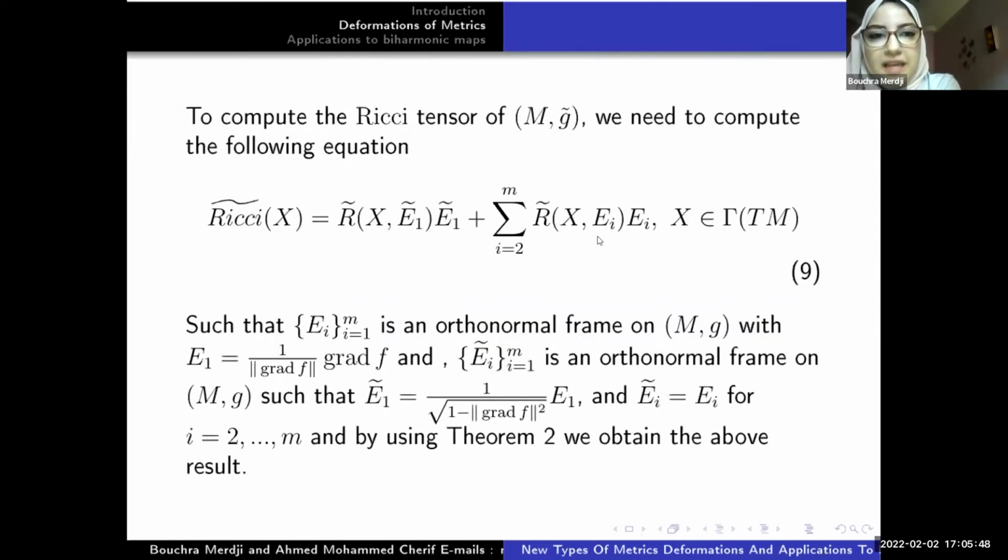So the main idea of the proof of the above theorem is that to compute the Ricci tensor of M with G tilde, we need to compute the following equation, and we use two orthonormal frames. We have this one and this one with some characteristics, and by using theorem number 2, we obtain the above result. So it's so simple.